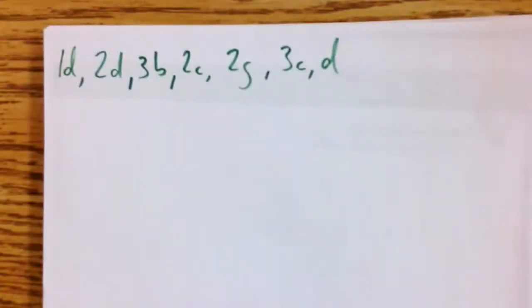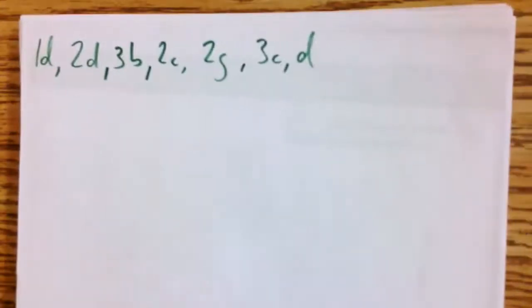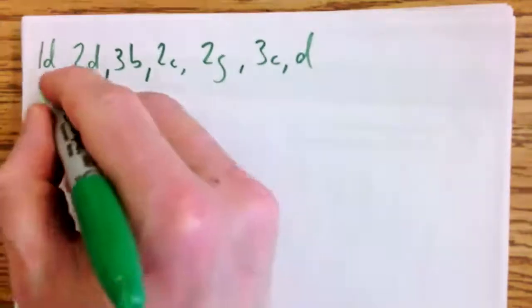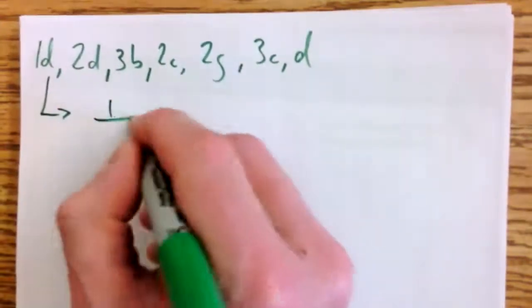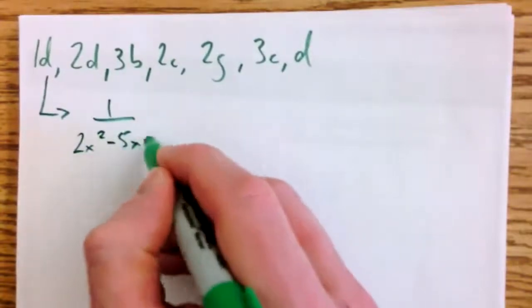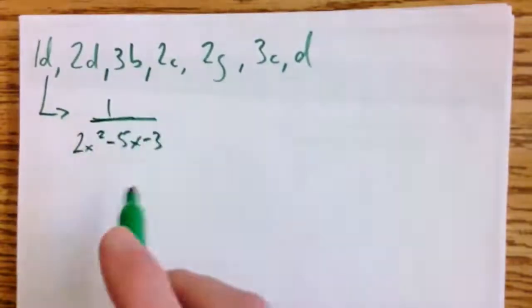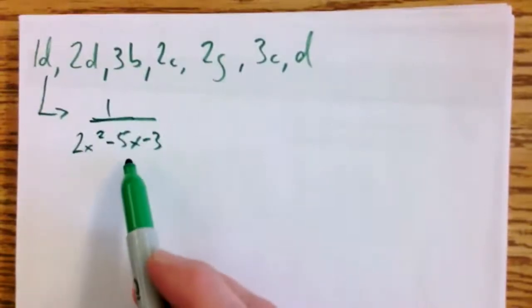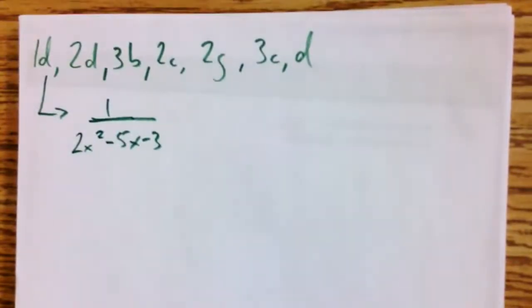So let's start with 1D. What is 1D? Given the following functions, identify values of x for which that will have vertical asymptotes. Okay, so 1D is 1 over 2x squared minus 5x minus 3. What you need to do is factor this so that you can find out what would make it 0.